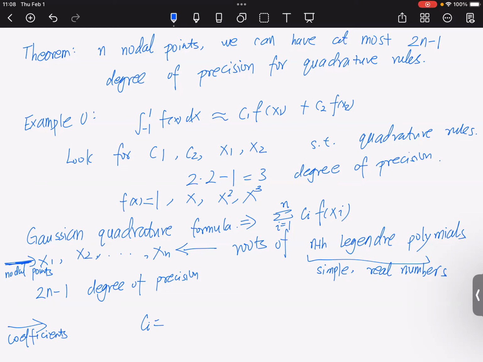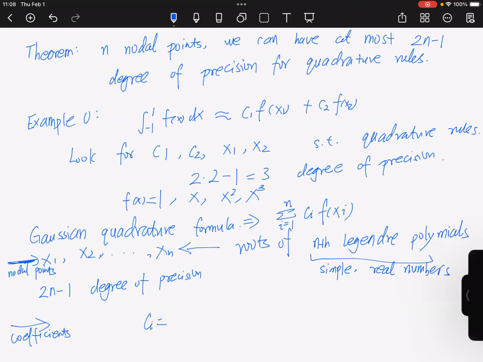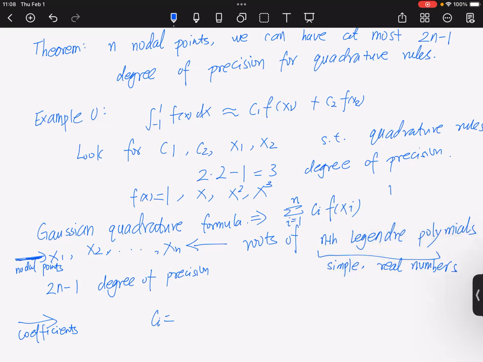So once again, I want to mention that we are approximating an integral on the interval -1 to 1 of f(x) dx. Here we are going to use this quadrature to approximate that integral, and we are still working on the -1 to 1 interval. Now let's figure out the Ci coefficients. We can compute the Ci coefficients in this way.